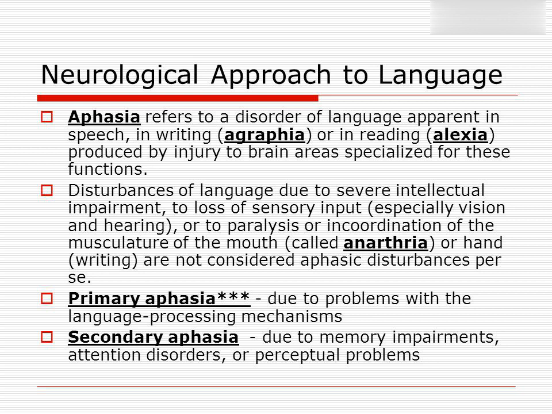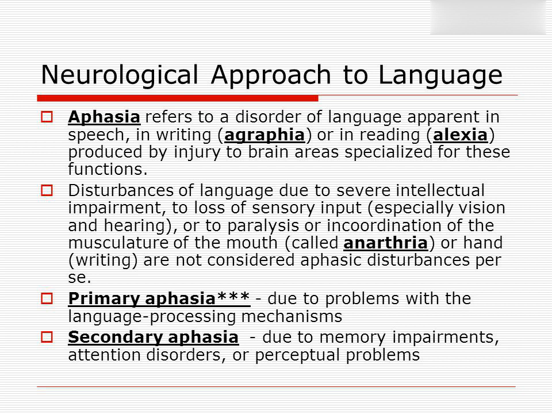Aphasia refers to a disorder of language apparent in speech, in writing (agraphia), or in reading (alexia), produced by injury to brain areas specialized for these functions. Disturbances of language due to severe intellectual impairment, to loss of sensory input, especially vision and hearing, or to paralysis or incoordination of the musculature of the mouth, called anarthria, or hand (writing), are not considered aphasic disturbances per se.